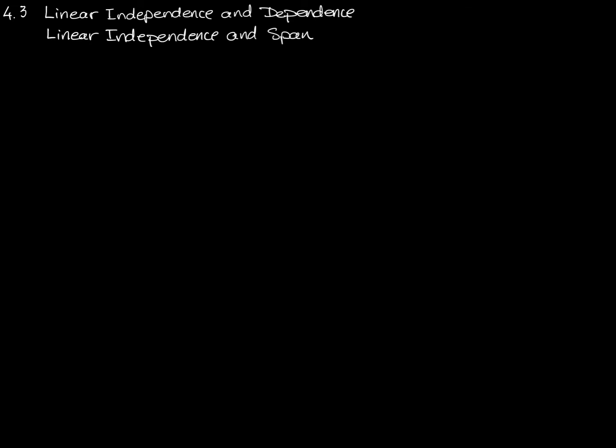The ideas of linear independence and span are very closely related. Let's take a look at a particular collection of vectors. These are generic vectors, but if I want to look at the span of this set of vectors, then I'm looking at the complete collection of all possible linear combinations of these vectors.